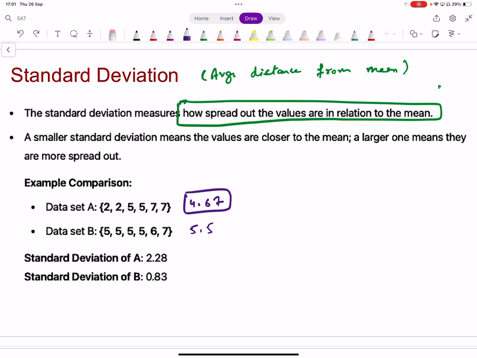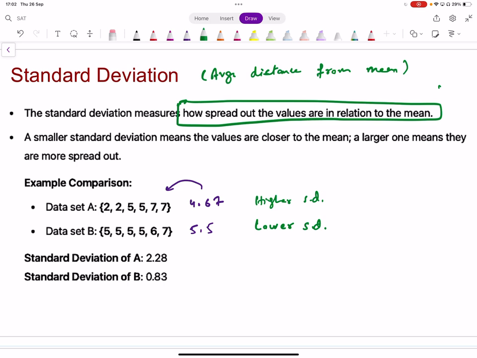You have to look at the distances from this mean value. 2 is 2.67 units away. Similarly, 7 is 2.3 units away, and so on. What about the second data set? From 5.5, these values are all pretty close to 5.5. Is that okay? That means the standard deviation of the second data set is going to be lower. This is lower standard deviation. And the first data is going to have higher standard deviation because the first set of values is generally far away from the mean as compared to the second set of values. Is that okay?